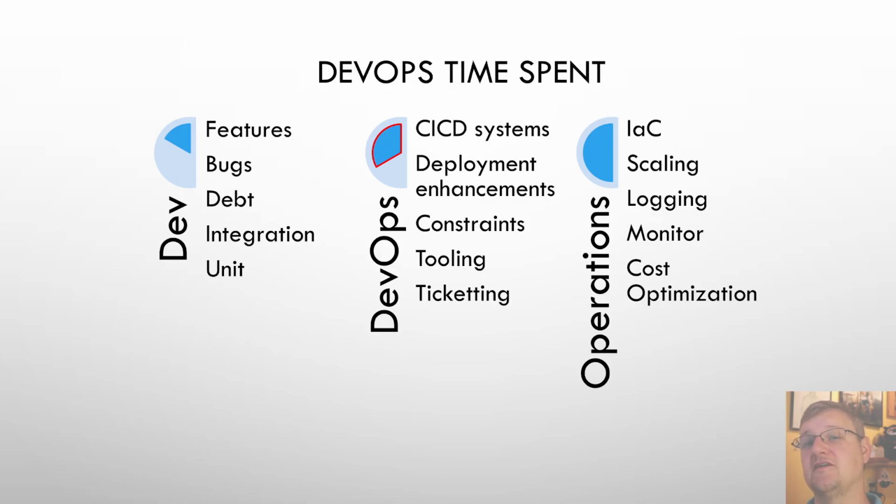As we move towards that DevOps journey, the QA part of it, the integration and unit tests, started to come into play on the dev side. The QA activities, by and large, were left to dev, and our DevOps practice started to add all these other features like tooling and ticketing and constraints. We got the deployment enhancements bundled into DevOps, the CI/CD system in DevOps. And so what happened with operations? That barrier broke down and operations became more about infrastructure as code, scaling, logging, monitoring, cost optimization.